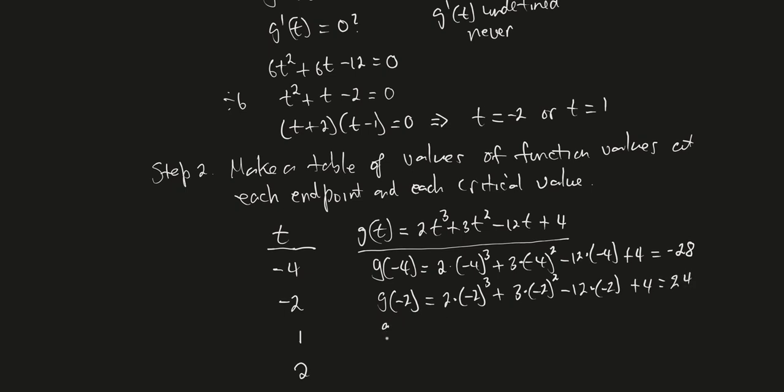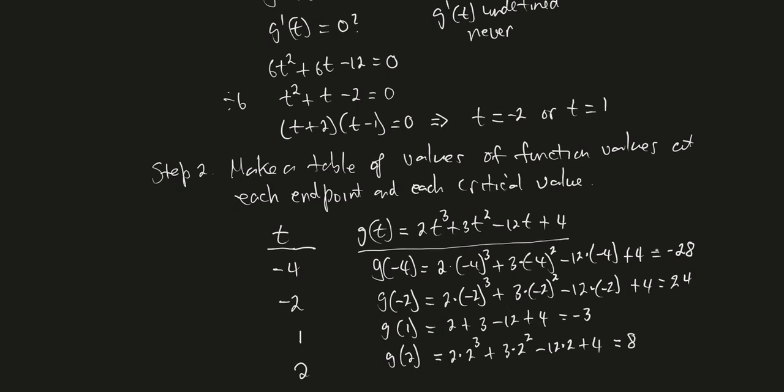g of 1. What is g of 1? Well, that one's a little bit easier. That's 2 plus 3 minus 12 plus 4. So that gives us negative 3. And then finally, g of 2. That gives us 2 times 2 cubed plus 3 times 2 squared minus 12 times 2 plus 4, and that gives us 8. All right, so there we have it.